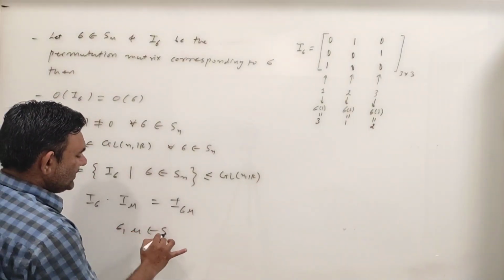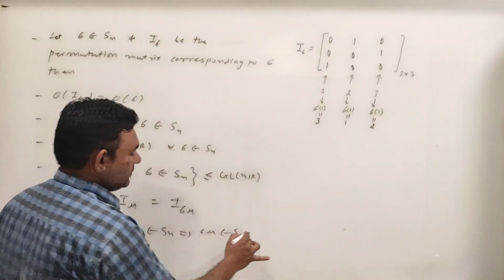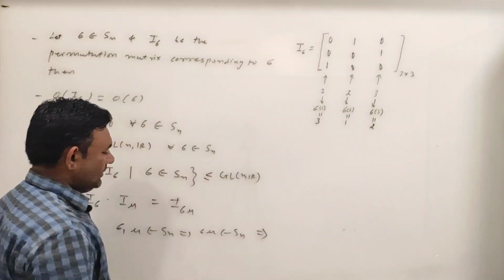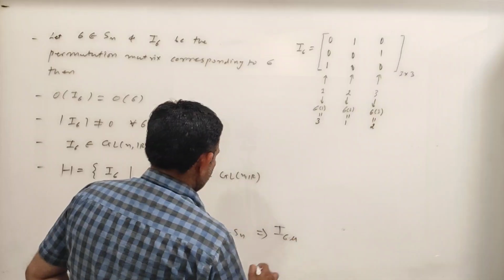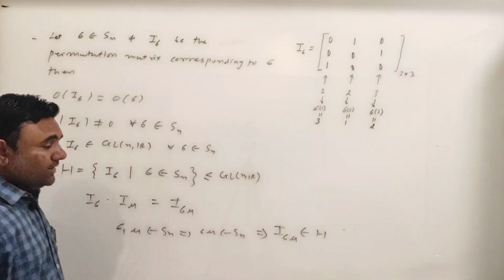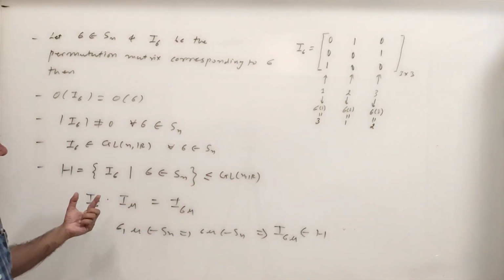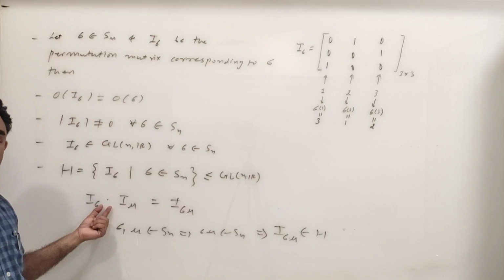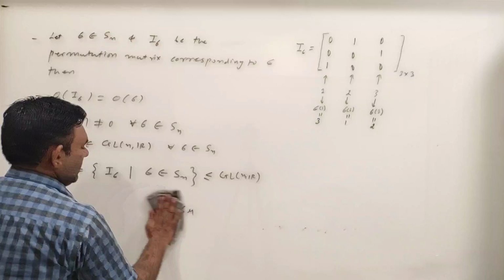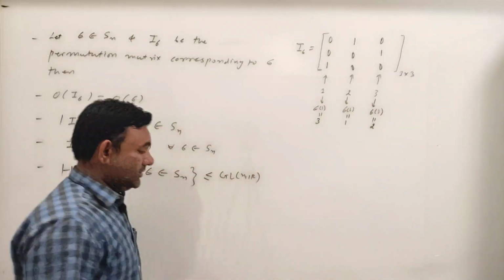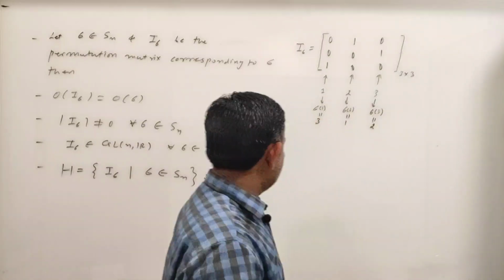Sigma and mu belong to Sn, so sigma mu will also be in Sn. So this I sigma mu will be in H. So it is a finite subset of GLNR, and it is closed under matrix multiplication, so it is a subgroup.